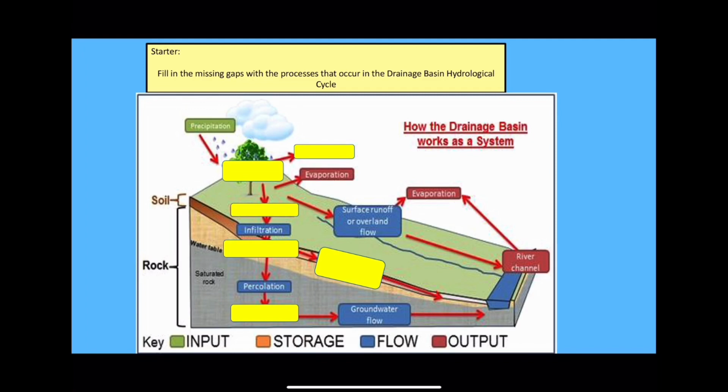So to start us off, this is a bit of a recap of an early part of the topic. We've got a diagram of a drainage basin, and there's some yellow boxes that need completing to show what's going on here. So it's largely storage and some flows of water. So have a go at figuring out what goes in the yellow boxes.